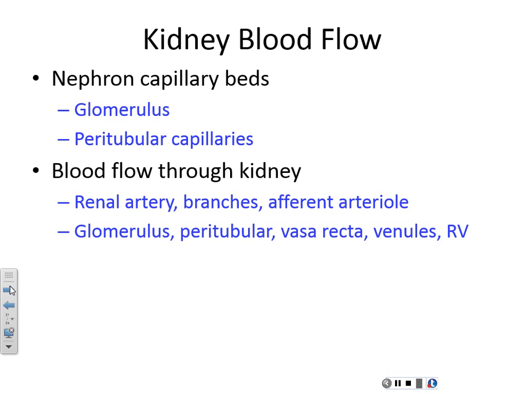So the capillary beds. You got the glomerulus, the ball of capillaries in the Bowman's capsule. Then you got the peritubular capillaries surrounding the tubules, and then the loop of Henle is surrounded by vasa recta. Okay, so just know those, and then the blood flow in the kidney again.